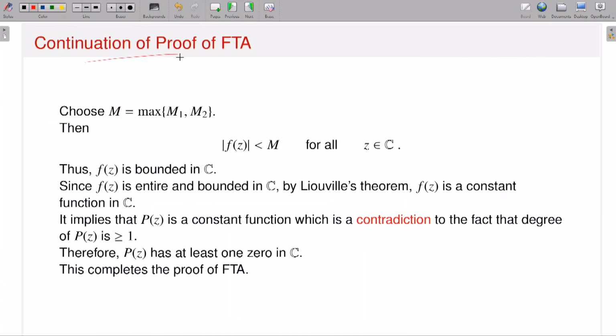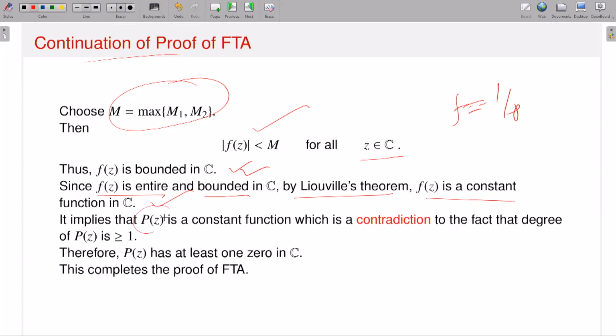So this is the proof continuation. Choose m as the maximum of m1, m2, then the modulus of f(z) is less than m for all z in C. So my function f is bounded. Now my function f is entire as well as bounded. By Liouville's theorem, f(z) is a constant function in C. Since f is equal to 1 by p, p is a constant function, which is a contradiction to the fact that a polynomial of degree greater or equal to 1 can never be constant. This is true because I made a wrong assumption, so therefore p(z) has at least one zero, and this completes the proof of what is called the fundamental theorem of algebra.